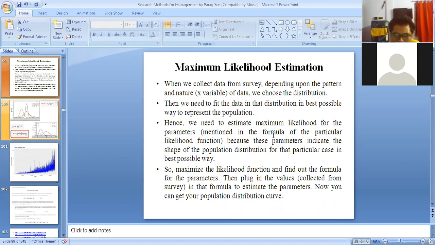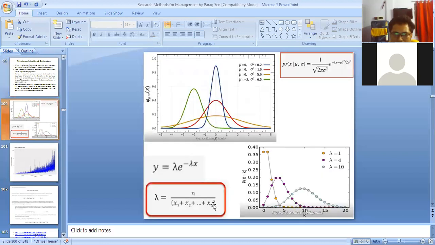Then we need to estimate the maximum likelihood for the parameters, because these parameters indicate the shape of the population distribution for the particular case in the best possible way. So maximize the likelihood function and find out the formula for the parameters. Then plug in the values collected from the survey to estimate these parameters.